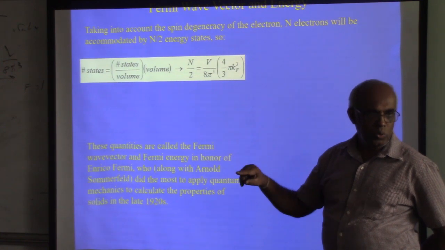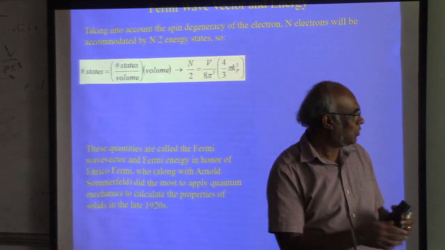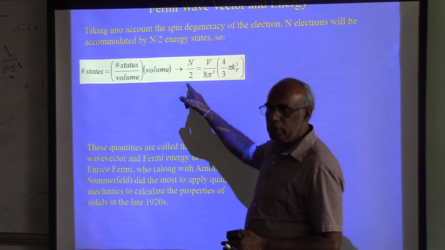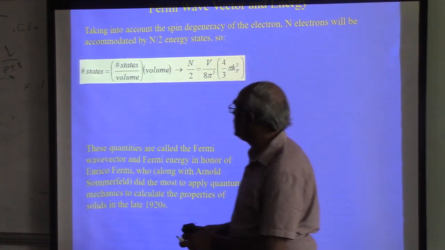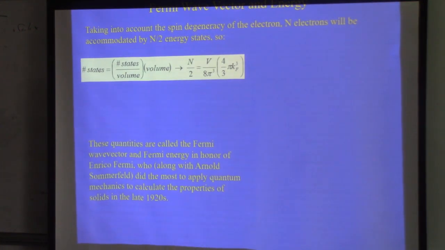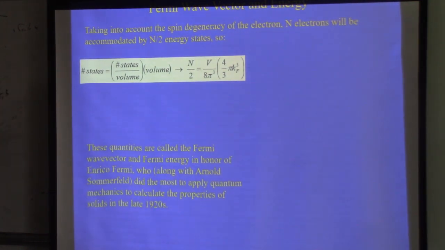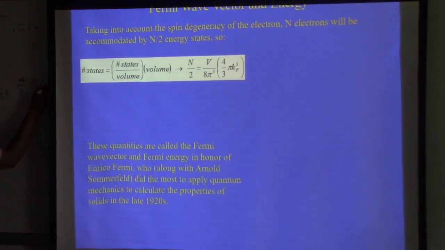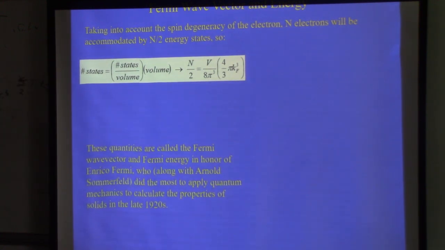Actually N by 2, because each state can be filled with 2 electrons. That's why I put N/2 here, taking care of the spin up and down states. So now you can easily solve this for Kf. What you get here is N over 2 equals V over 8 pi cubed times 4 by 3 pi Kf cubed, right? You can see 4 times 2, the 2 and 2 cancel.